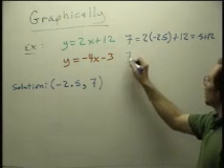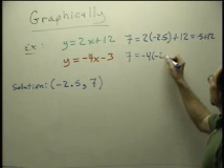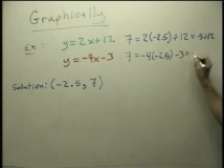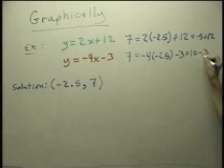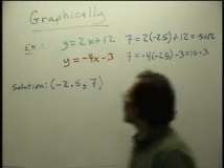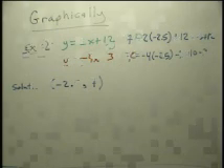In the second equation, we get 7 equals negative 4 times negative 2.5 minus 3, which ends up being positive 10 minus 3. 10 minus 3 is also 7. And that confirms that it is a solution of the second equation. And since it's a solution of the first and the second equation, that makes it a solution of the system.